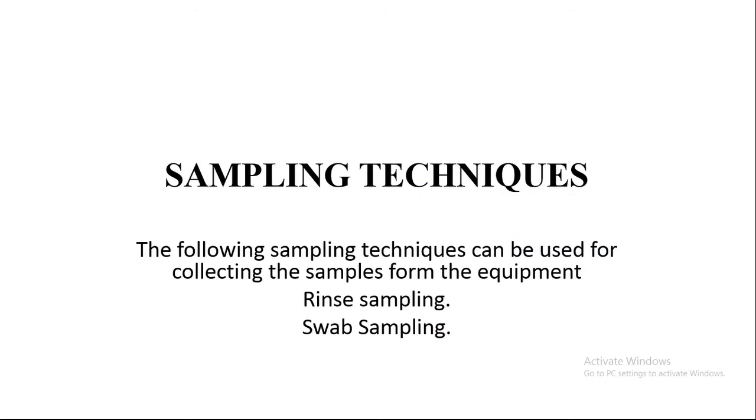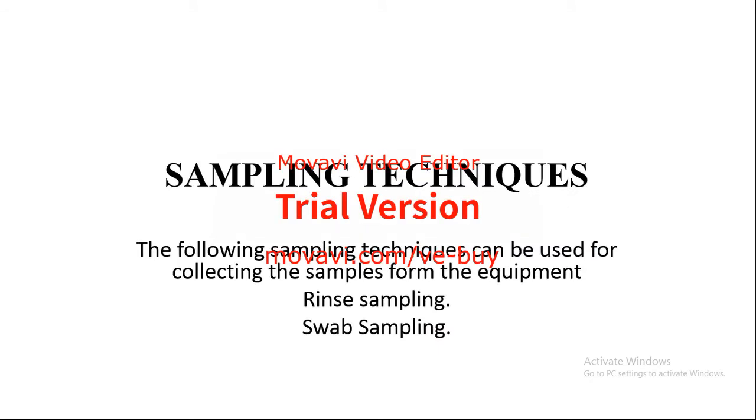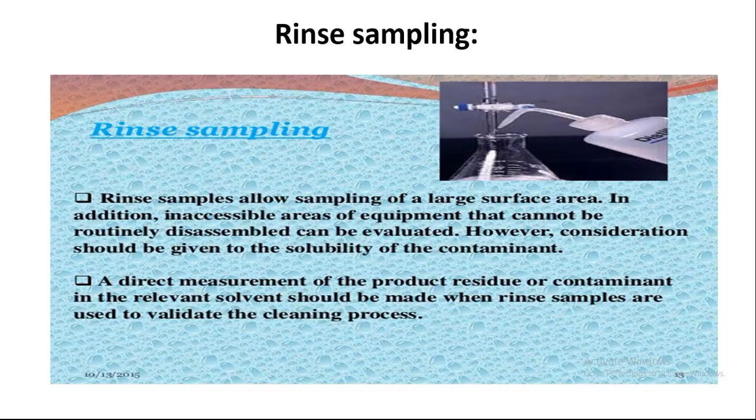Sampling techniques. The following sampling techniques can be used for collecting the sample for the equipment. It consists of two techniques: rinse sampling and swab sampling. Rinse sampling allows sampling of the large surface area. In addition, an inaccessible area of equipment that can't be routinely disassembled can be evaluated. However, consideration should be given to the solubility of the contaminant.